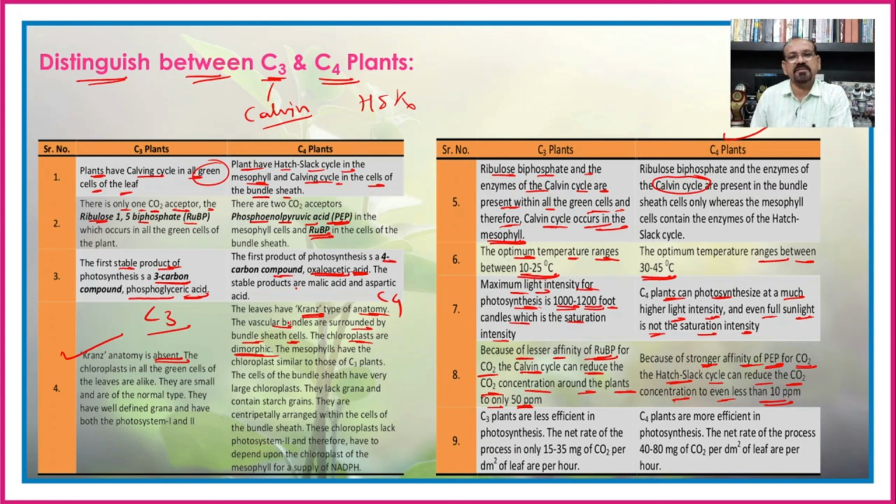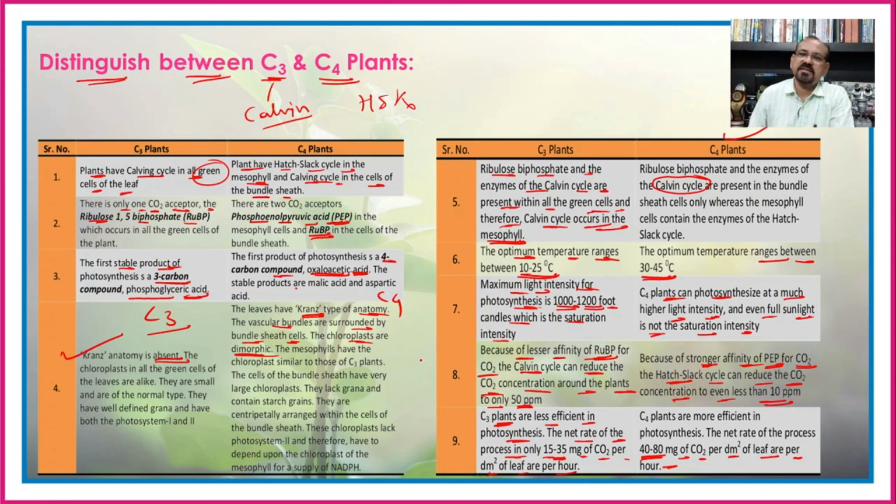So this is the basic difference between the C3 plants and the C4 plants. And lastly, the C3 plants are less efficient in photosynthesis, and the net rate of the process is only 15 to 35 milligram of CO2 per decimeter square of the leaf per hour. But it is 40 to 80 milligram of carbon dioxide per decimeter square of the leaf per hour in the C4 plants. And on the basis of that, we can easily find out that the C4 plants are more efficient than the C3 plants.